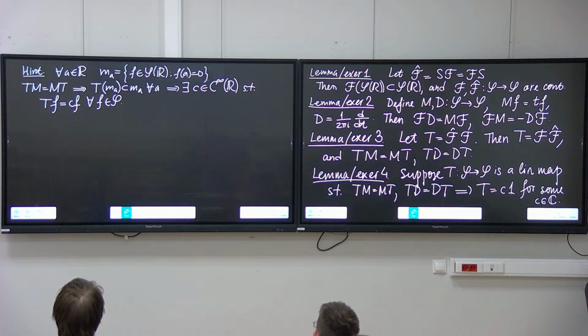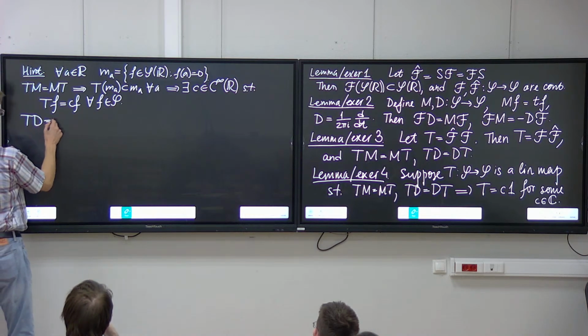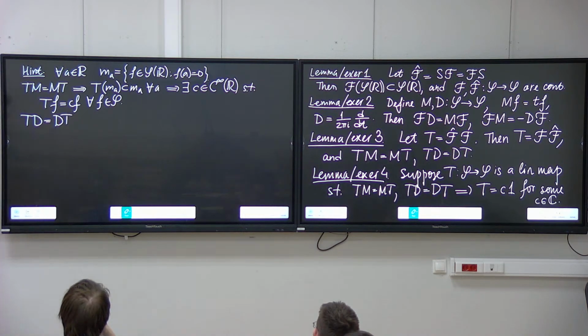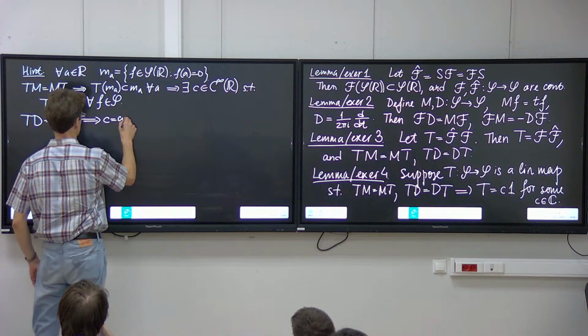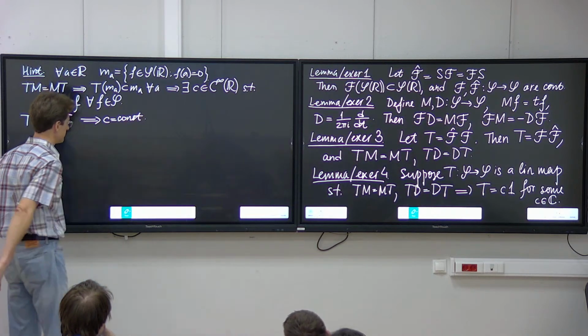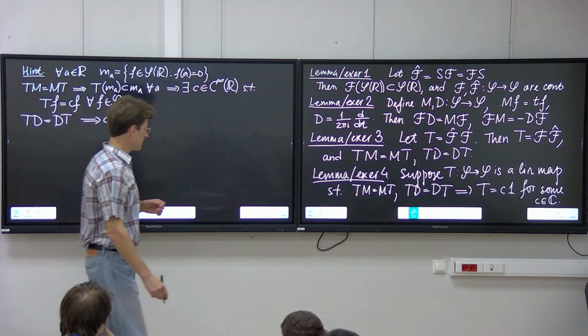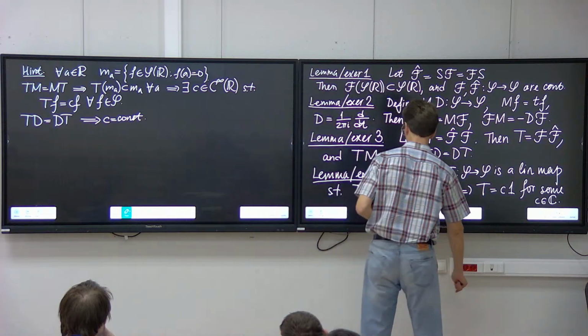Now, what we also know is that T commutes with D. And since we already know that T is of this form, and since it commutes with D, we can deduce from here that C is actually a constant. Okay, so this is a hint to exercise 4.